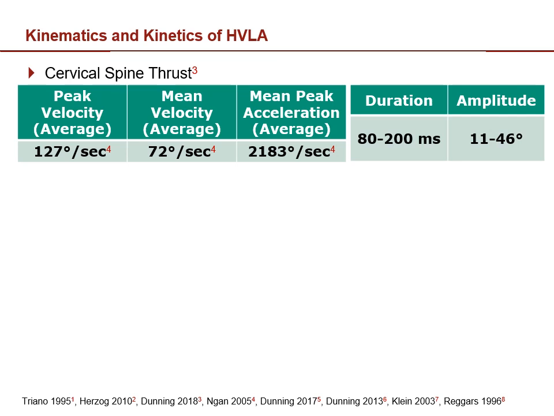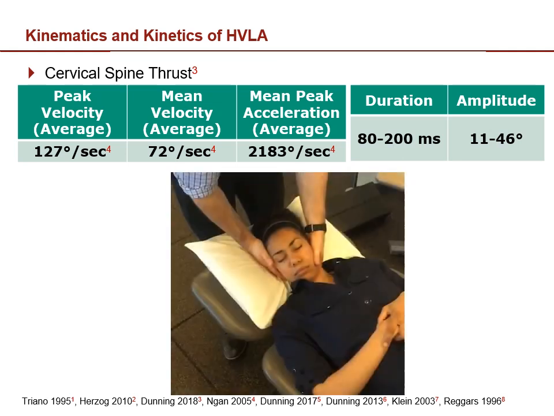Okay, and then when we're looking at peak velocities, mean velocities, and the duration and amplitude of the thrust. So 127 degrees per second. On average, it's 72 degrees per second. The mean duration is 800 to 200 milliseconds. So it would look like this in practice.